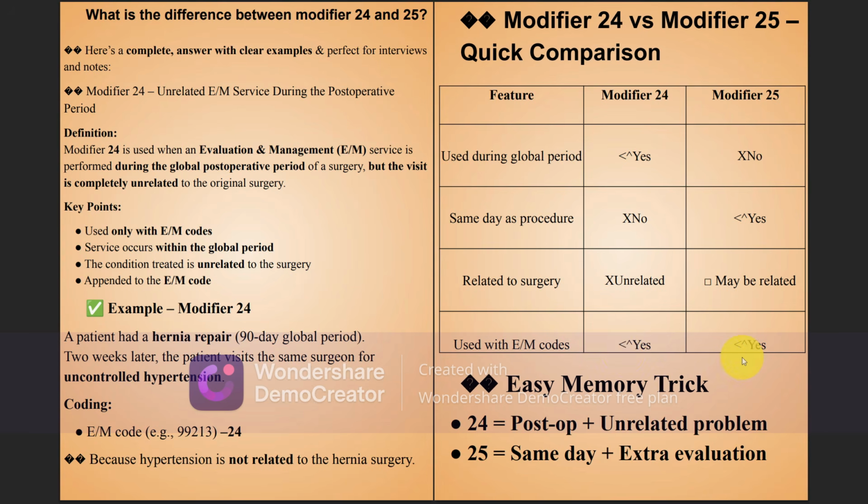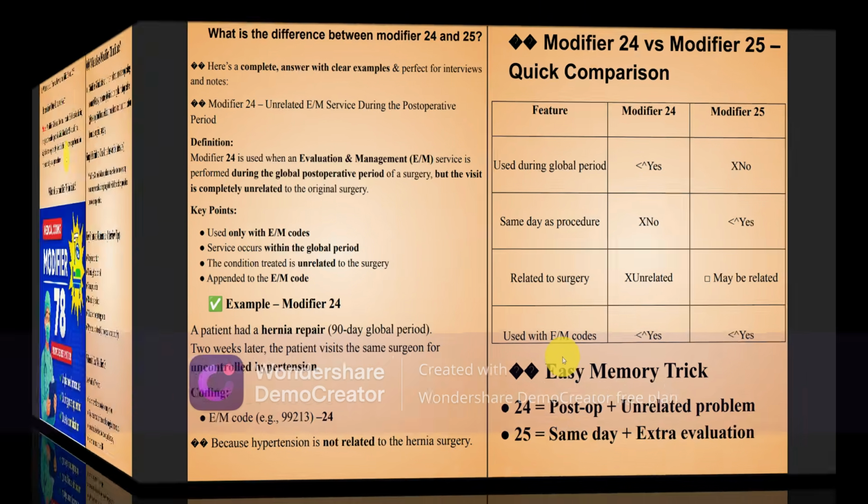24, yes. 25, yes. Easy memory tricks: 24 is post-op plus unrelated problem. 25 is same day plus extra evaluation. So these are the key points we can say.